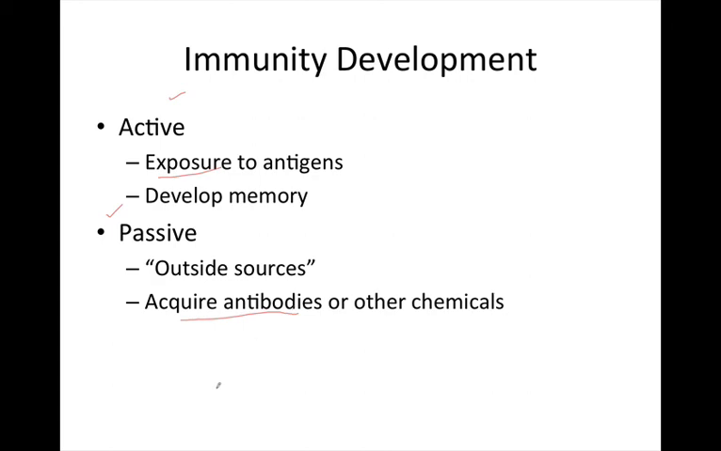So, for example, with active immunity, the easiest thing to think of is just coming in contact with a pathogen. Getting sick, just naturally getting sick. You get the seasonal flu.